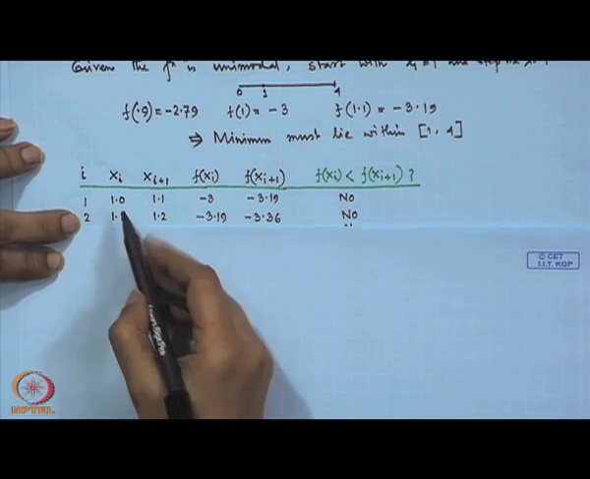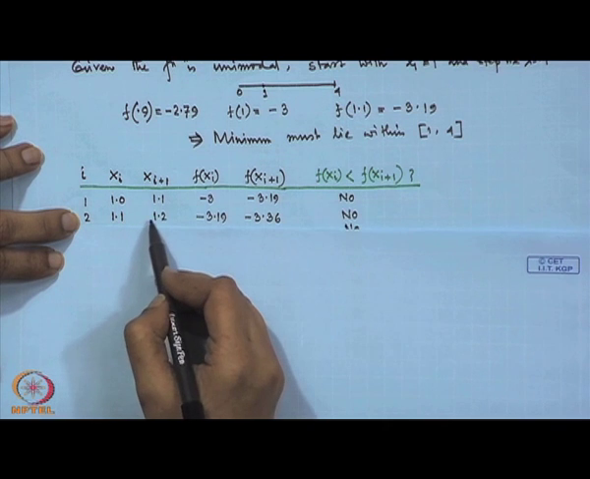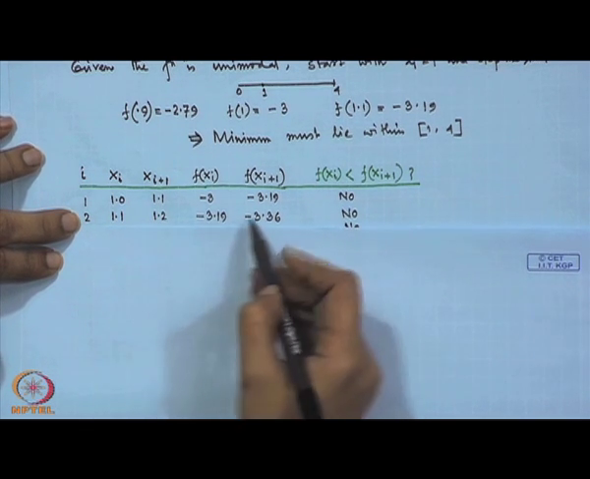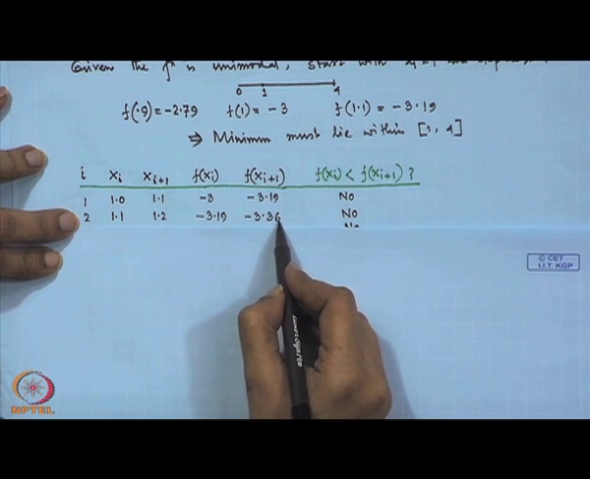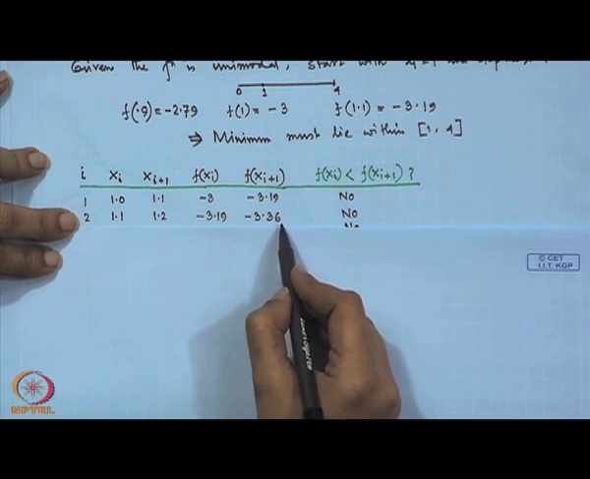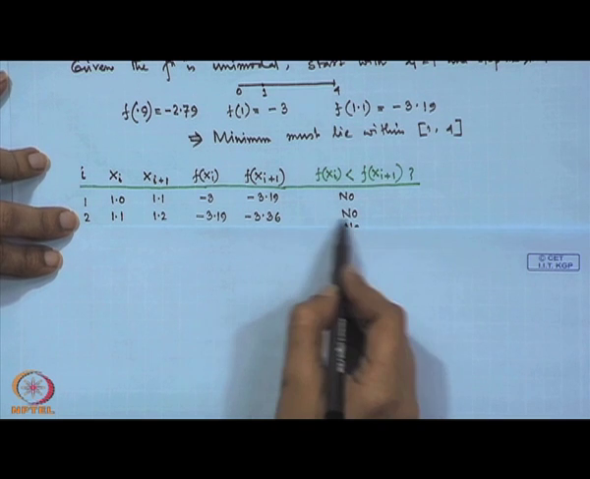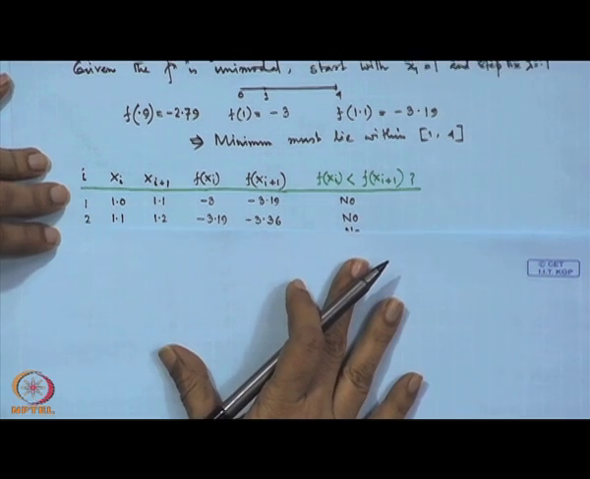The second step, from 1.1 we are moving to 1.2. For this, the functional value is changing from -3.19 to -3.36. That means we are getting a better functional value. That is why there is a possibility to proceed further. Let us see what is happening in the next.